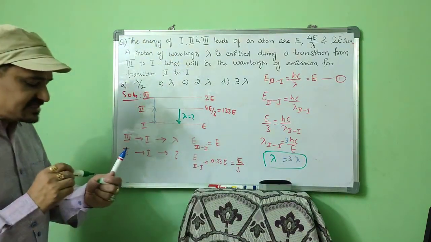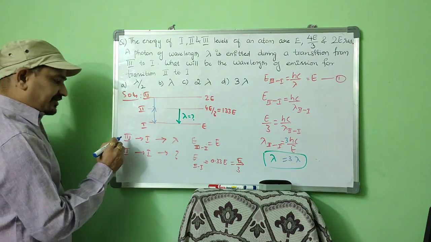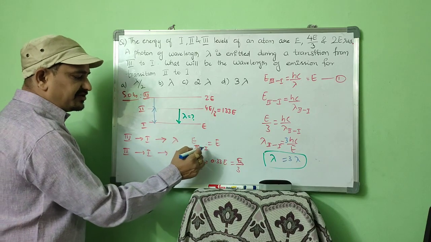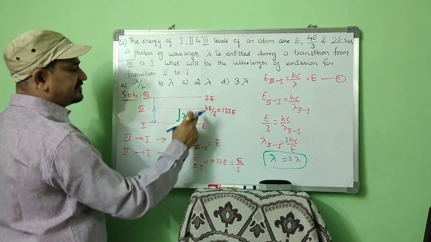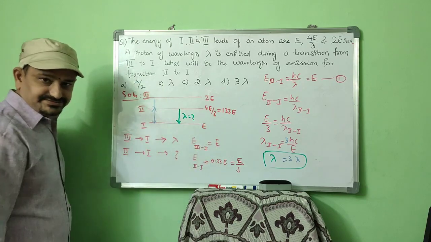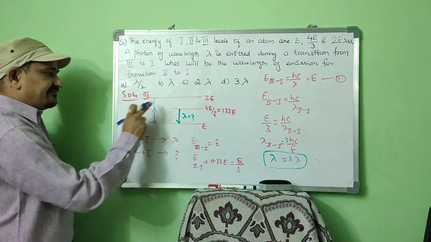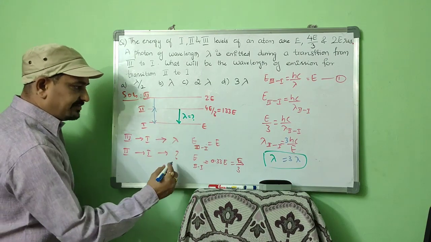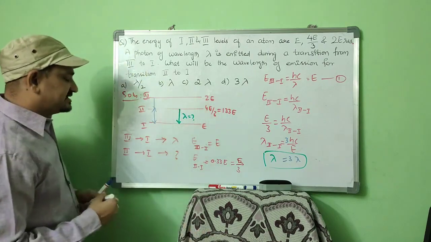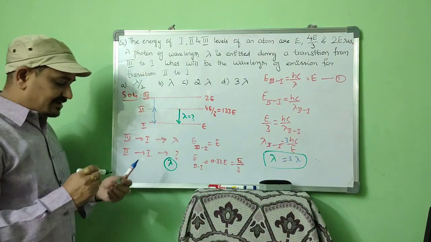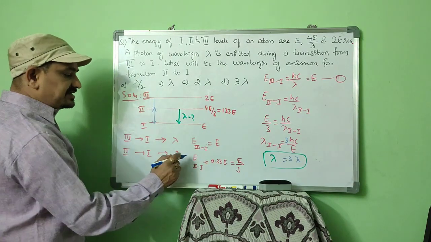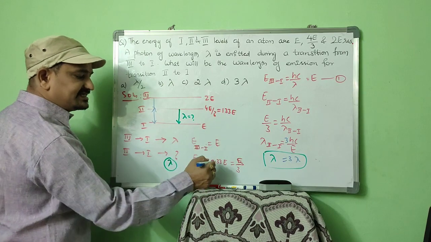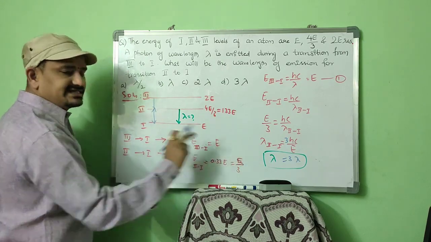Now see, when the electron jumps from 3 to 1, the wavelength is given as lambda. The energy difference for the 3 to 1 transition is 2E minus E, it is E. Similarly, when an electron jumps from 2 to 1, what is the wavelength asked? That lambda we have to find. The energy difference for the 2 to 1 transition is 1.33E minus E. It is 0.33E, meaning it is E by 3.